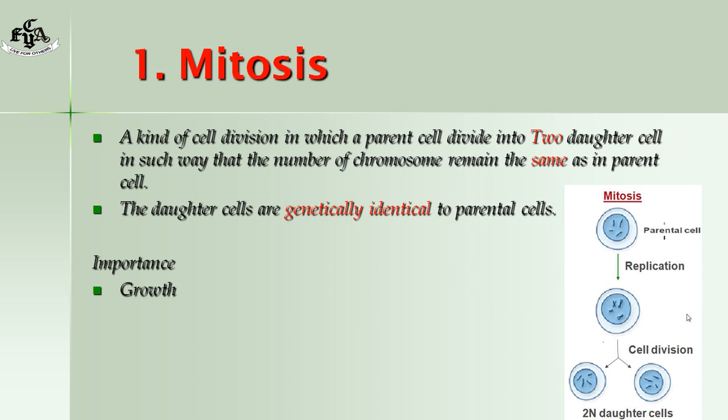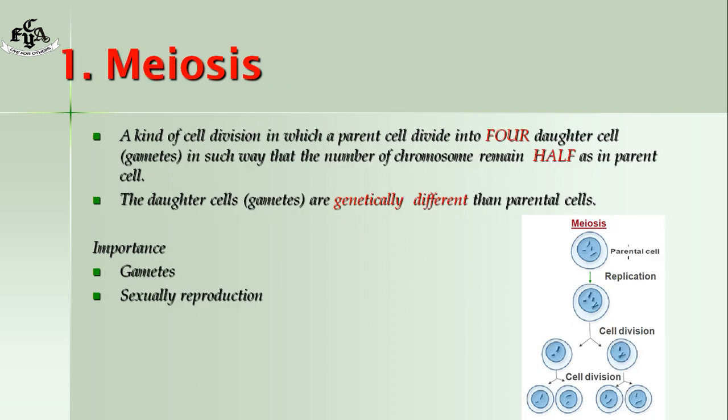Now let's move toward the second kind of cell division. The second kind of cell division is meiosis. In meiosis, this is a parent cell. First of all, its chromosomes become duplicated and the cell grows in size. And then comes the first division, and two daughter cells are produced. The number of chromosomes in these two daughter cells becomes half as compared to the parent cell.